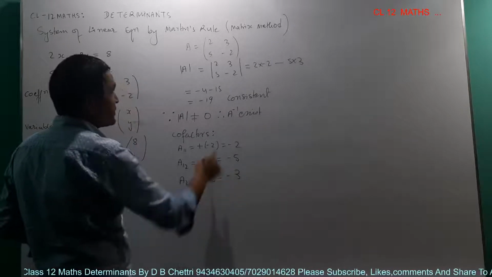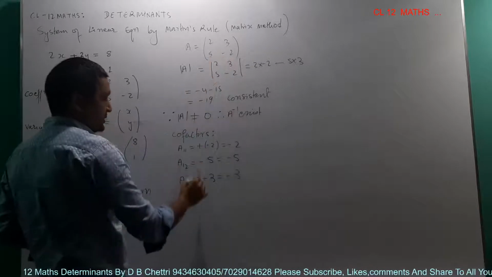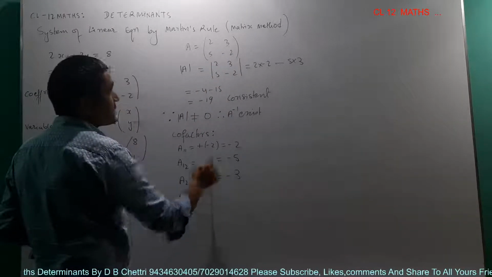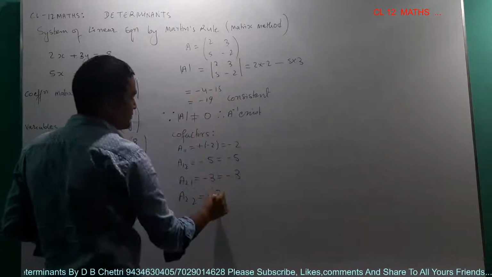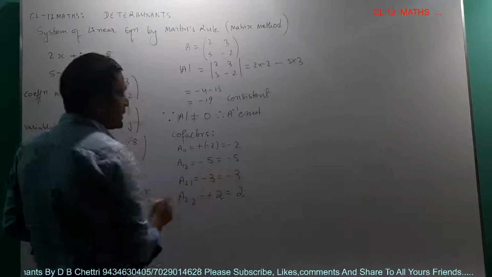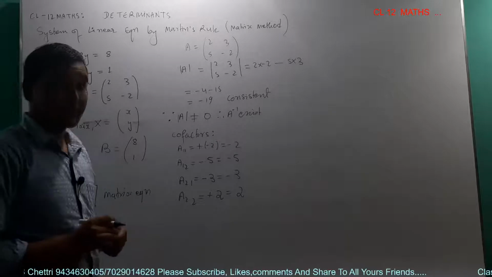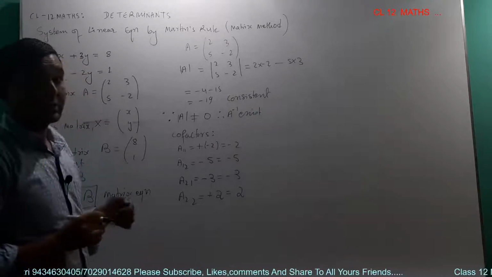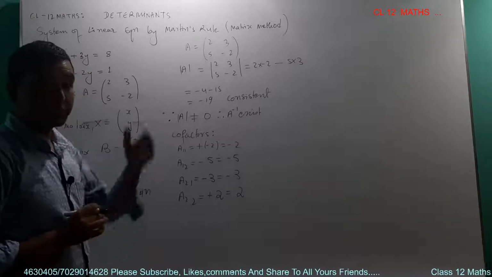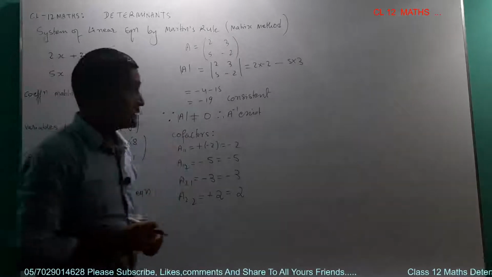Then A22, the position of this one is A22. A22 means even, even means plus, then the opposite of this one is 2. We already learned how to get the cofactor matrix. If you missed that video, please go through that video. It is there in the playlist.